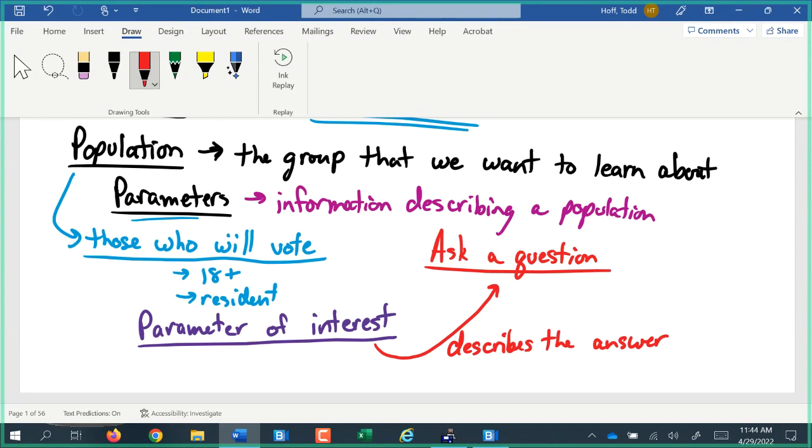So as we said, there's a lot of parameters in the voters who are going to vote in this election. They're 18 or over. They're residents. They are not convicted felons, so they haven't lost their right to vote in any way. But the parameter of interest might be that a majority of people plan to vote for candidate A. So that's the parameter of interest. It's describing our population, but it's also answering the question that we're trying to ask.